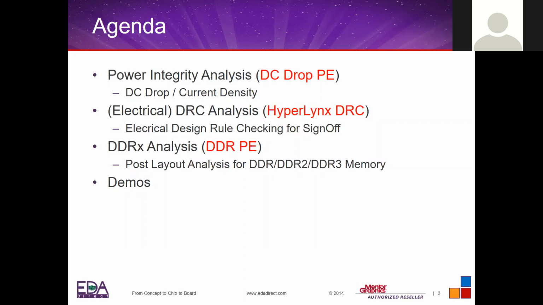The second thing we will talk about is the DRC analysis, and this is electrical DRC. This is not layout DRC. So we will check for things like crosstalk and layout electrical violations, EMI, things like that, and impedance, and even for DDR topologies. So that will be with the Hyperlinks DRC product. And this is something that you can use, and we are proposing this to be part of a product sign-off process. I'll talk more about that later.